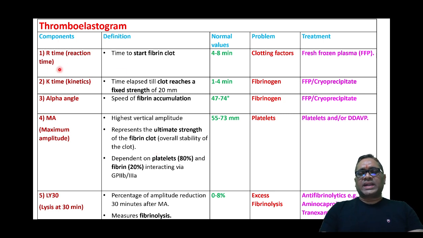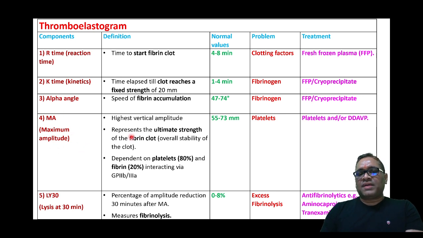So now you can see, number one, RKAML. R time, the reaction time, is for clot factor deficiency. What are you going to give? FFP. K time is for fixed strength of the clot, which shows the fibrinogen to fibrin conversion. So if fibrin is deficient or has a problem, in that situation also you have to give FFP or cryoprecipitate. Cryoprecipitate is preferred. Alpha angle is again for fibrinogen defect, and wherever you find this defect you should give cryoprecipitate. If it is not available, then you go for FFP.